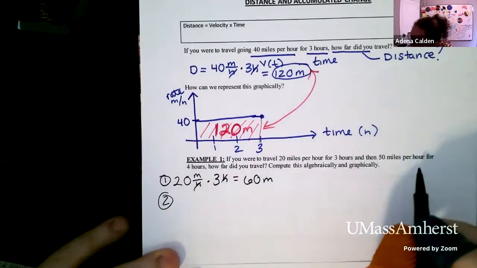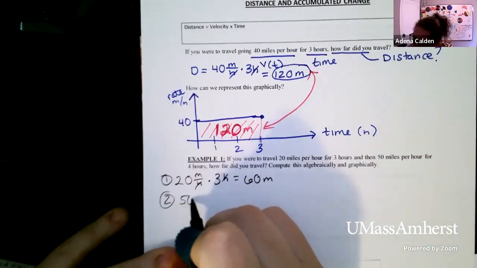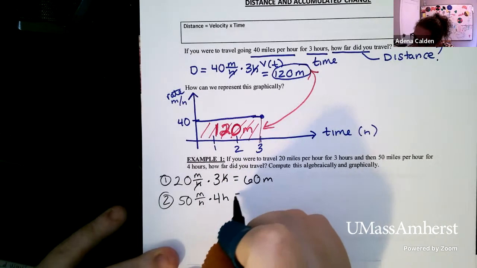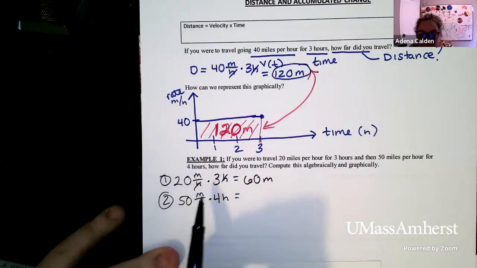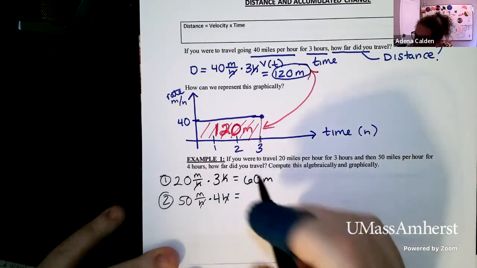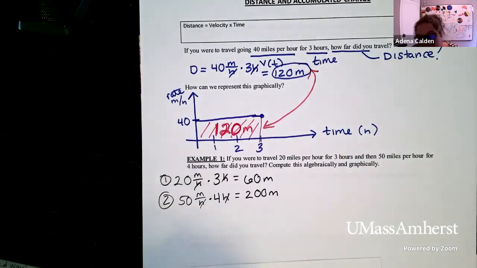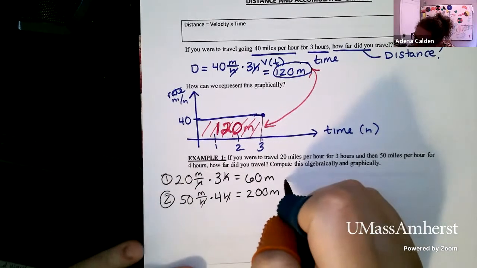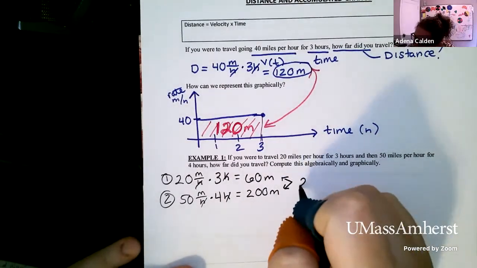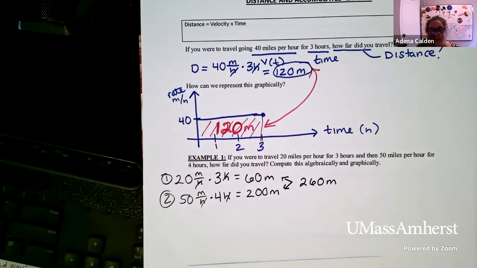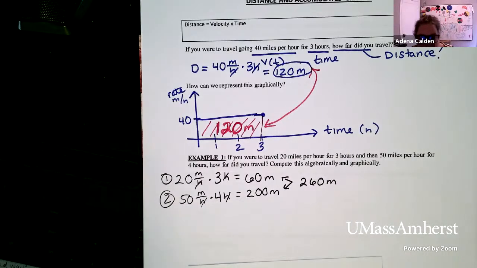And then we sped up and we were going 50 miles per hour for 4 hours. So for the second part of the trip, 50 miles per hour, 4 hours, hours cancel. We went 200 miles, which means that my total distance traveled would be the sum of these two legs of the trip. So 260 miles. Okay, so I have to pair each rate with the amount of time that I was at that particular rate and multiply them, and then I can add up the legs of the trip.